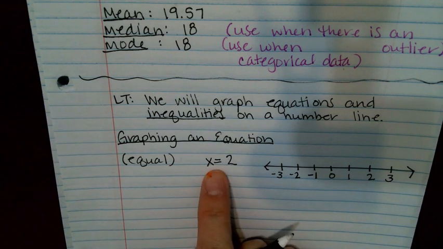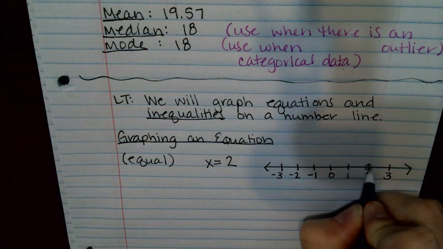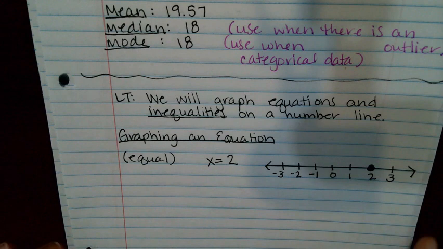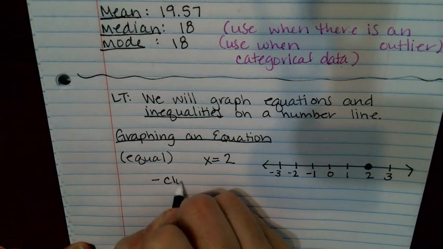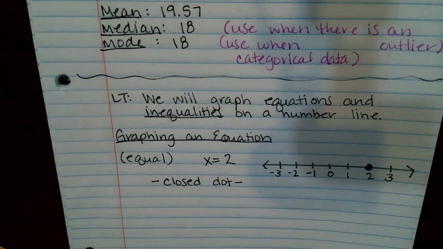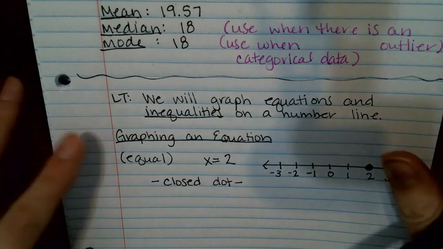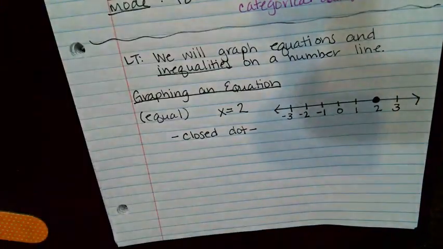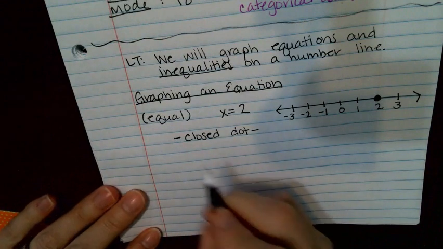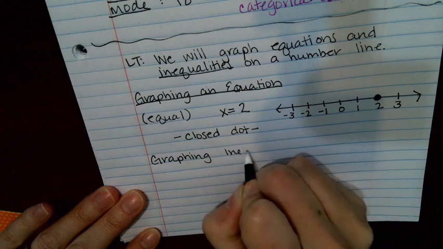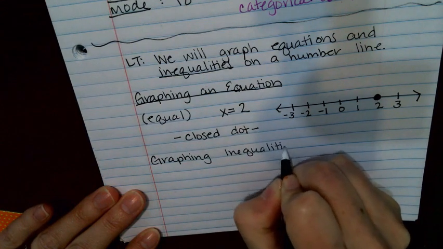Now, if I wanted to graph x equals 2, we just come over here and put a solid dot on 2, okay? And we call this a closed dot, a darkened dot. And that's how you graph an equation, because it's equal. But sometimes we don't always talk about things that are only on 2, okay? So sometimes we have to do what's graphing inequalities, okay?